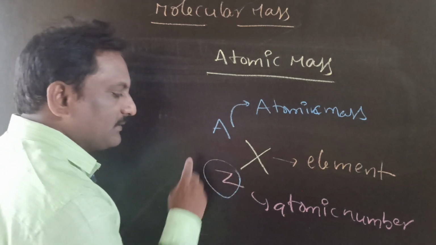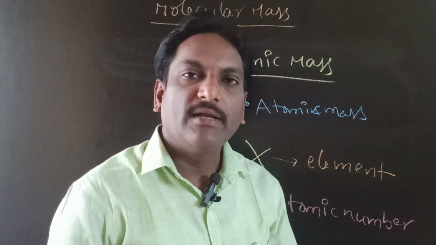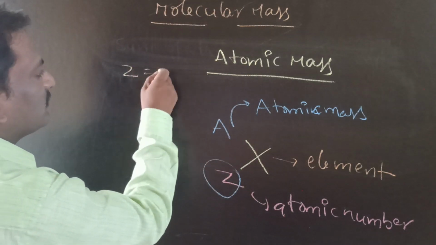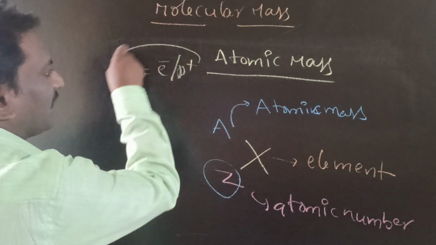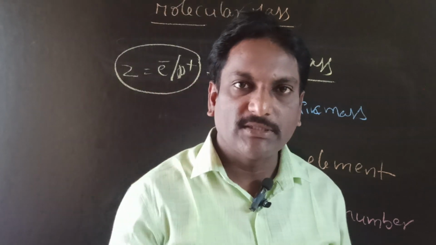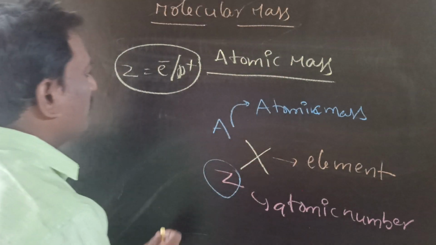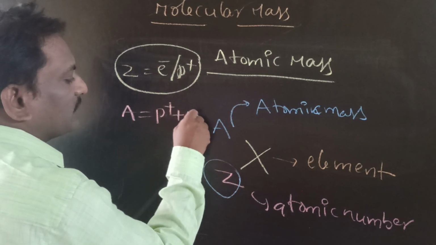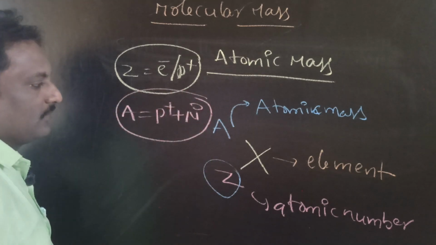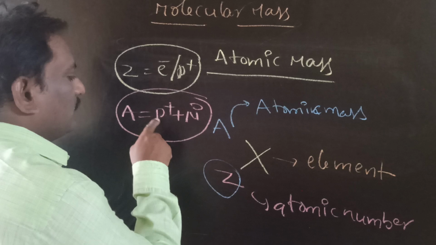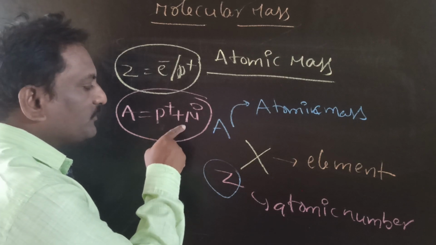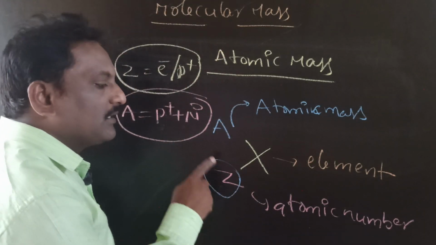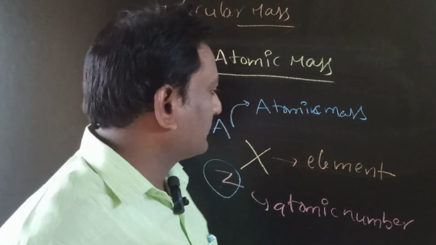And what is meant by Z? That means atomic number. It tells us the number of electrons or protons present in an atom. So Z equals number of electrons or protons present in an atom. Then what is meant by atomic mass? Atomic mass A equals sum of the protons and neutrons present in an atom. Atomic mass number means sum of the protons and neutrons present in the nucleus of an atom. Atomic number means number of electrons or protons present in an atom.